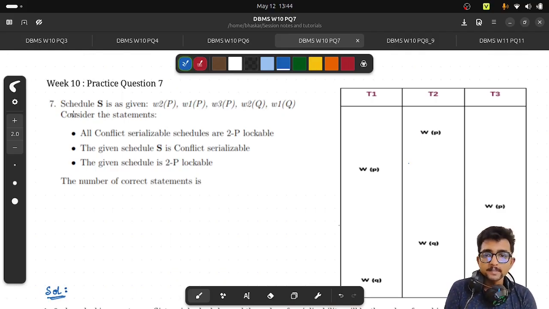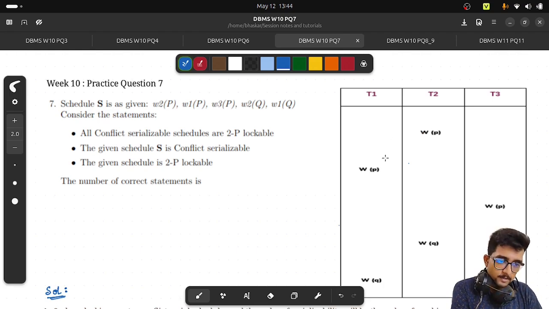What it is asking is: schedule S is as given. Consider the statements, and we have been given three statements, and I have drawn the schedule with three transactions T1, T2, and T3 with the corresponding writes to be done. All conflict serializable schedules are two-phase lockable is the first statement. The given schedule S is conflict serializable. The given schedule is two-phase lockable. So we need to validate whether these statements are true or not.